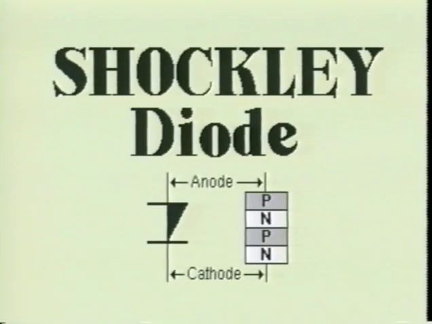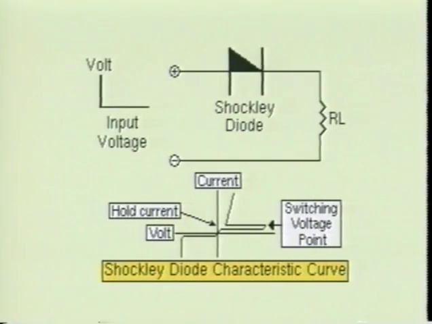Here we see the Shockley diode. It is constructed of 4 layers of semiconductor material. This device is commonly used in relaxation oscillator circuits and in triggering circuits for silicon-controlled rectifiers. The Shockley diode is basically a low-current SCR without a gate. You will learn about the SCR later in this program. The Shockley diode is turned on when the anode to cathode voltage is increased to the forward switching voltage. The minimum current at which the Shockley diode will stay on is referred to as the hold current. When the current drops below this level, the diode will no longer conduct.